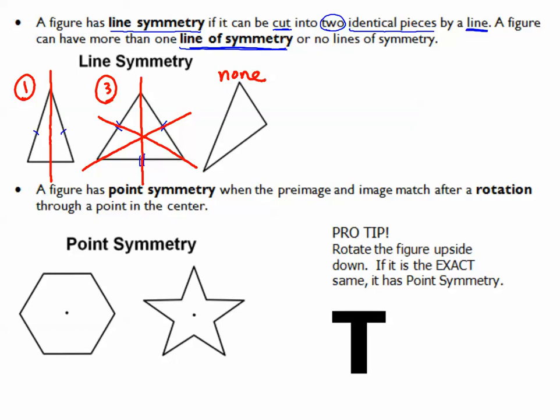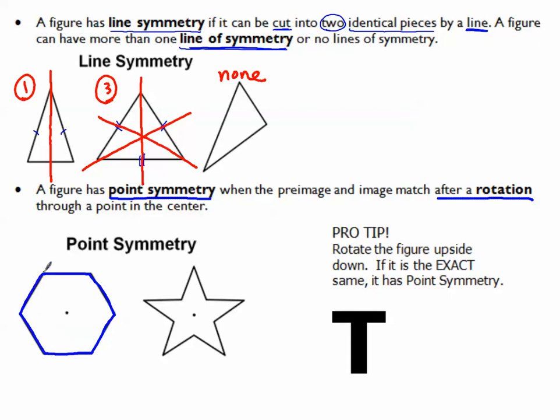When does a figure have point symmetry? When the pre-image and the image match after a rotation through a point in the center. I'm going to show you how that looks.